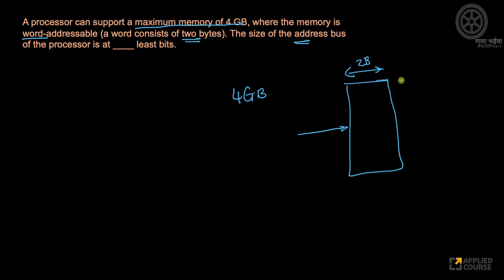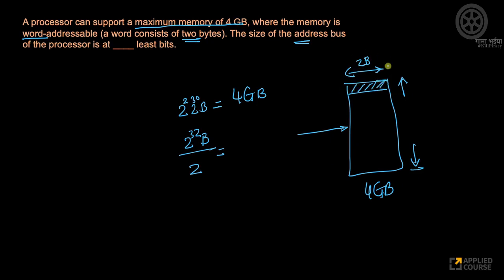If it is 2 bytes, how many rows are there in this memory? If you think of your memory as a table, what is this? This is 2 power 2 into 2 power 20, so this is 2 power 30. This is gigabytes, so GB is 2 power 30. So 2 power 2 into 2 power 30 bytes. What is this total thing? 2 power 32 bytes. Because this whole size is 4 GB, each row here, each word or each cell here, is 2 bytes.